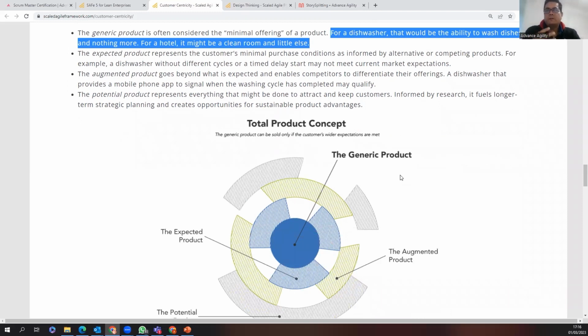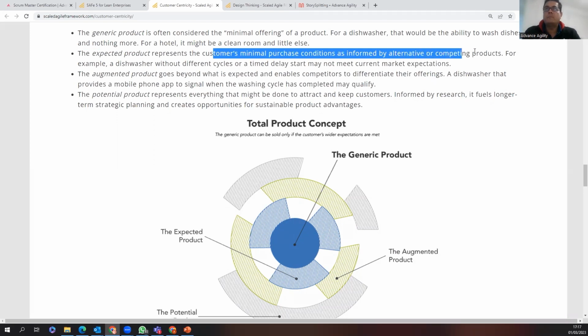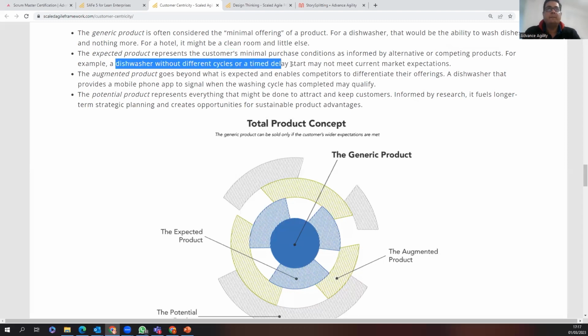But your customer is not ready to pay for those basic things because the competitor products already in the market have much more functionality than your basic product. So the generic product solves the basic purpose, but it does not attract customers to spend money on it. Then we have to build a little more functionality over the product, and it becomes an expected product, which represents the customer's minimal purchase condition as informed by alternative or competing products. For example, a dishwasher without cycles or timely delayed start may not meet current market expectations.